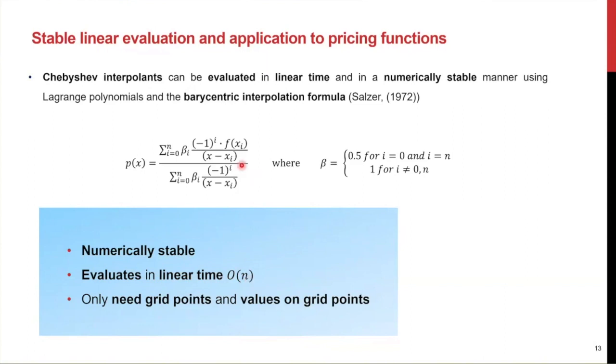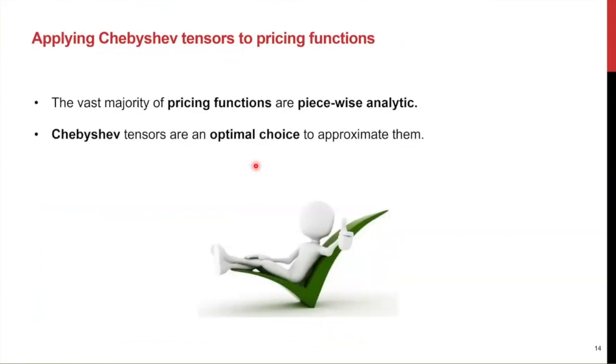The expression only consists of the Chebyshev points here, xi, and f of xi, which is the value of the function on the Chebyshev points. There's nothing associated to the interpolant. So what this means is that this formula only needs the information at the level of the tensor in order to be able to evaluate the whole polynomial, which is good because once you obtain the tensor, that's all you need. You can then run the barycentric interpolation formula in order to get the results that you need.